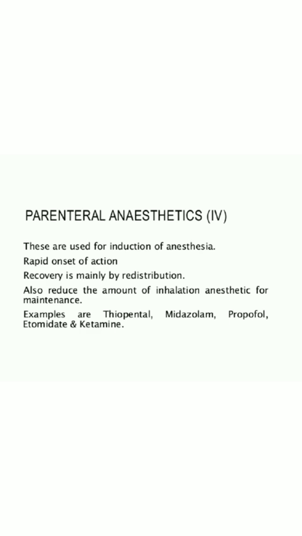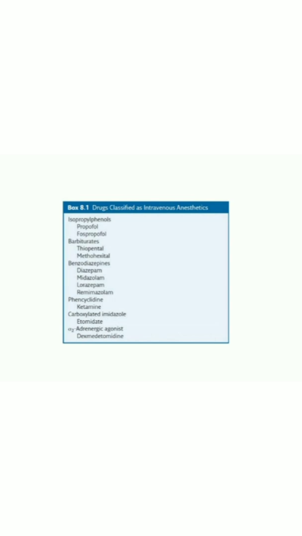Parenteral anesthetics, the other part. They are used for the induction of anesthesia, with rapid onset of action. Recovery is mainly by redistribution. They also reduce the amount of inhalation anesthetics needed for maintenance. Examples are thiopental, midazolam, propofol, ketamine, etc. This is the classification we have given along with the structure: isopropyl phenols like propofol and fospropofol, barbiturates like thiopental, benzodiazepines like diazepam, etc., and others such as the phencyclidine derivative ketamine.